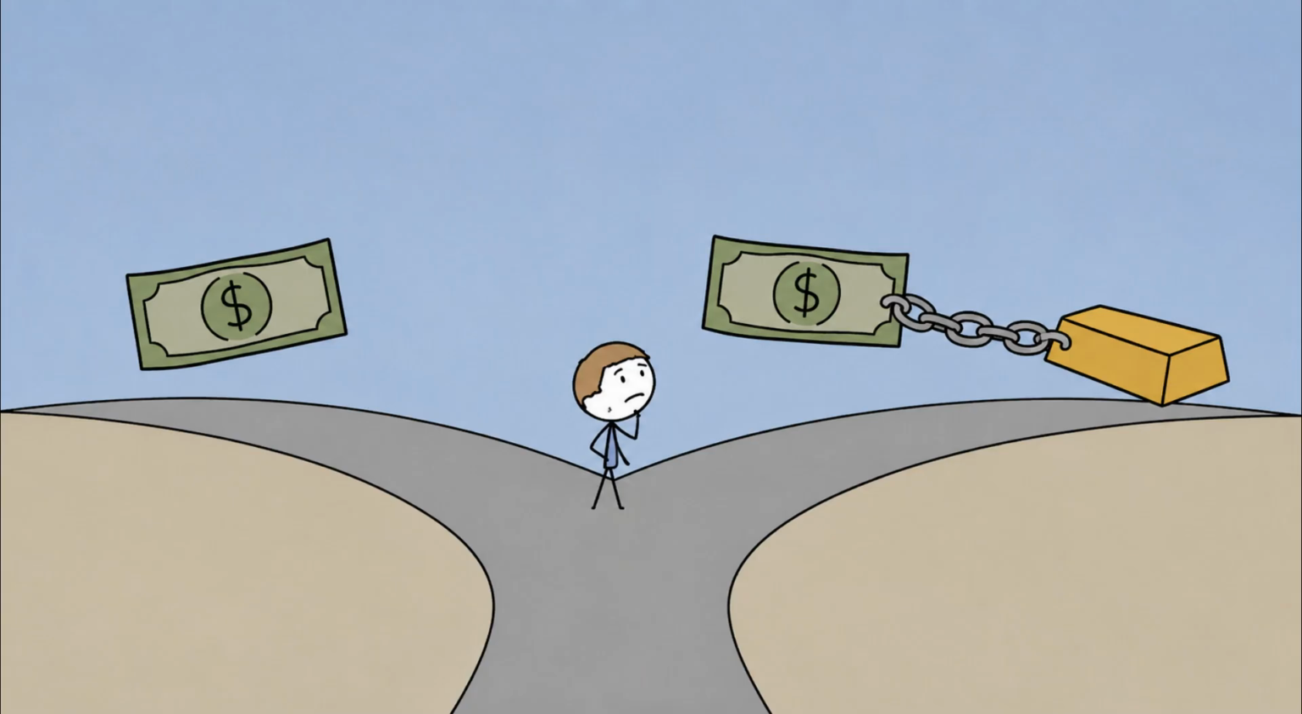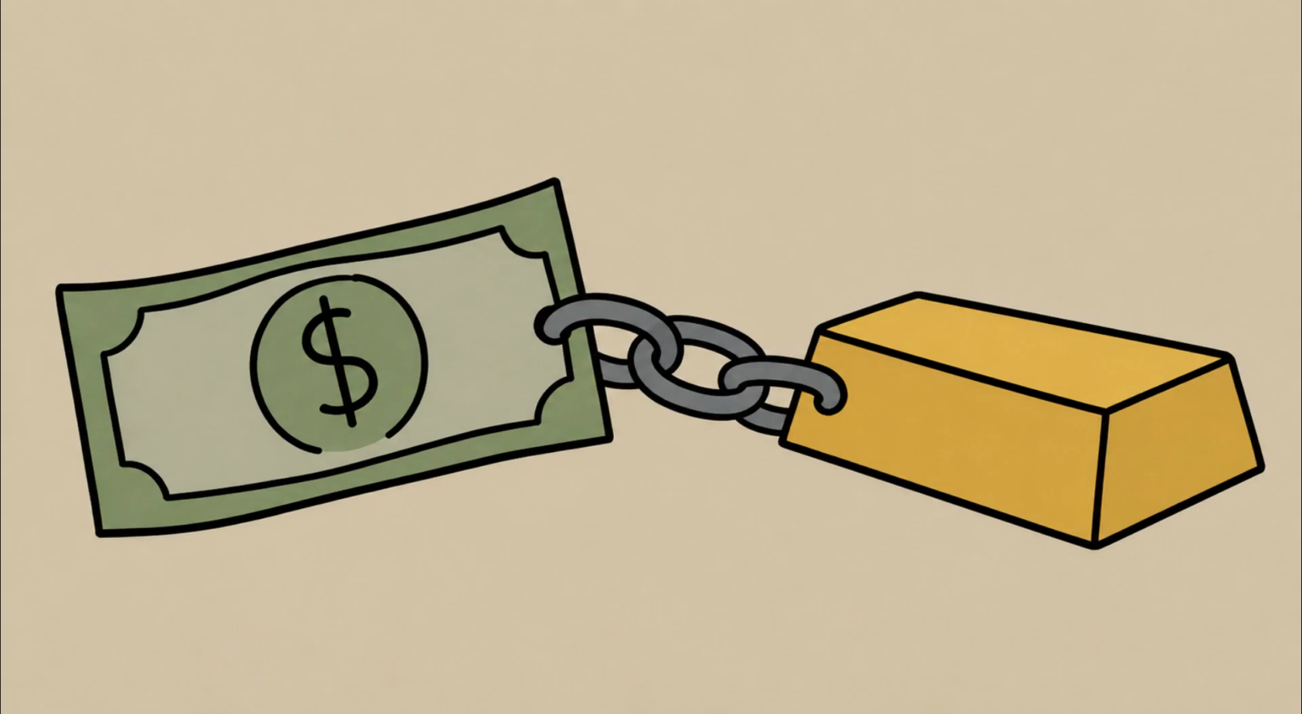Here's the real question. What would the world look like today if America had never done that? What if the dollar were still chained to gold? Let's start with what that chain actually was. A gold standard is a simple promise with a hard edge.